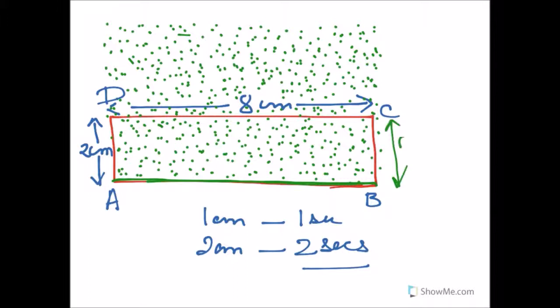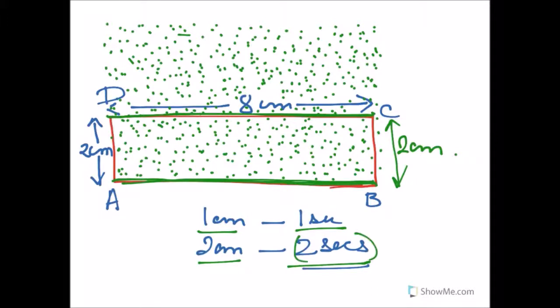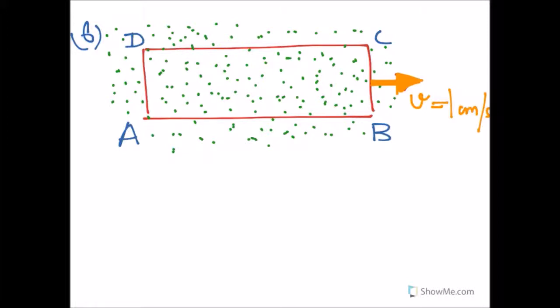So till the loop covers a distance of 2 centimeter, because it starts at this point and ends at this point. At the moment the arm CD of the loop starts leaving the magnetic field, so till then the EMF will last. So if 1 centimeter is covered in 1 second, 2 centimeter will be covered in 2 seconds. So the EMF lasts only for 2 seconds.